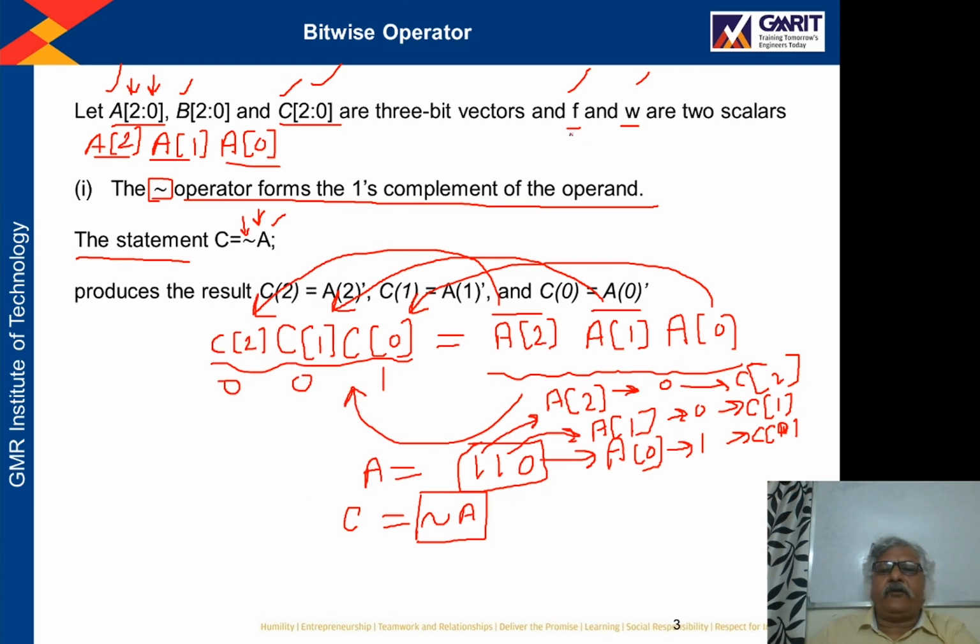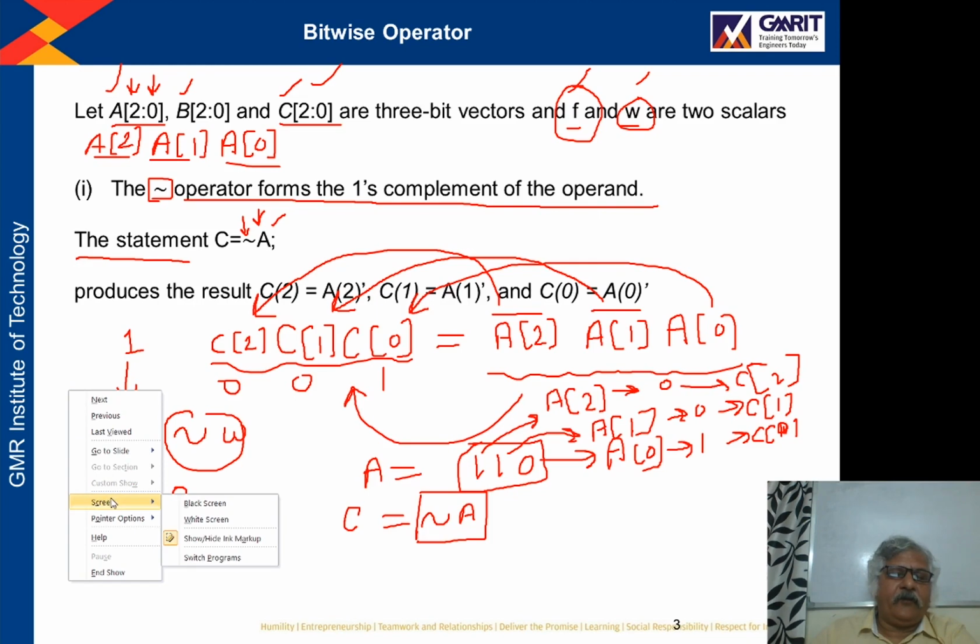And suppose now you see here we are having two scalar types also, f and w, right? So if I write f is equal to tilde w, then let us assume the value of w is, since this is scalar type, it can hold only one bit, either 0 or 1. Let us assume w is 0. So after this operation, in f, the complement of 0 will be stored. The complement of 0 is 1, so 1 will be stored in f. So in this way, this operator will perform this complement operation.